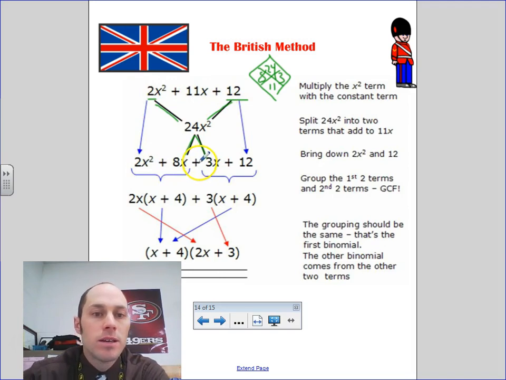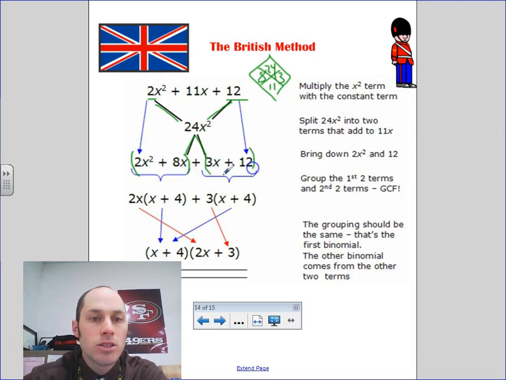So then we take a look at each group, and we look to find a GCF out of each one, and we keep those in here. So here I pull out a 2x, because I can divide 2x from both of these terms. 2x squared divided by 2x is x. 8x divided by 2x is 4. Here I have 3x and 12. I can divide those both by 3, so I pull out a 3, leaving me with x plus 4.